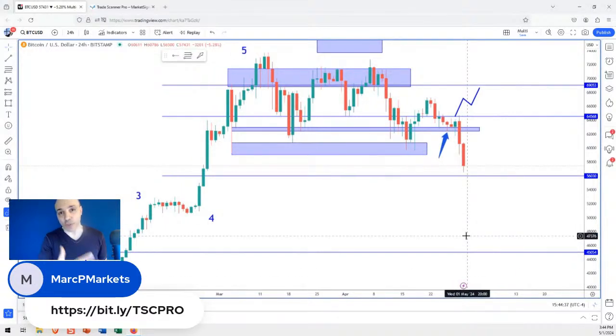We can't judge and say, well, based on this, we're going to 40K. We can't say that. There's no way to know, just letting you know. We need to see what the price action does and how it behaves at levels.